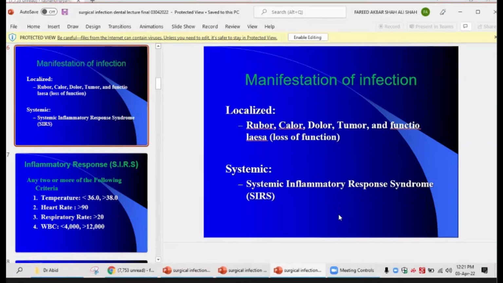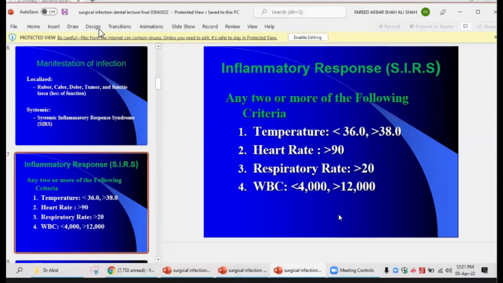Okay, what is the systemic manifestation? It is called systemic inflammatory response syndrome, or SIRS. This is a word that you will be hearing a lot when you go into practice with patients developing complications. So what is SIRS?